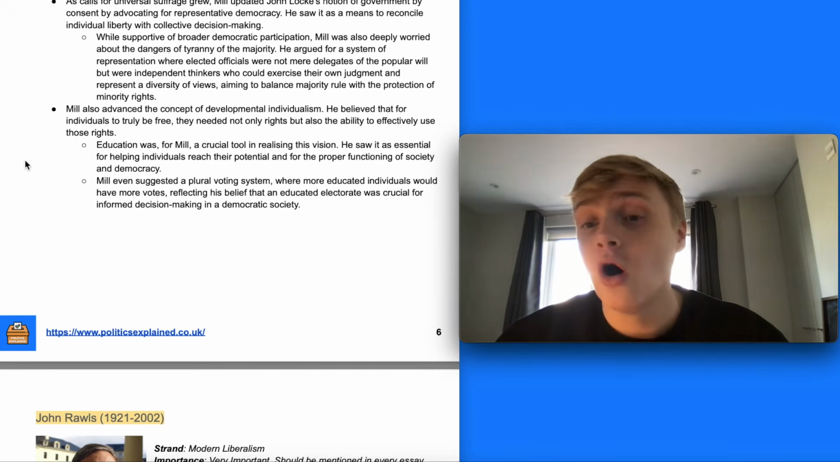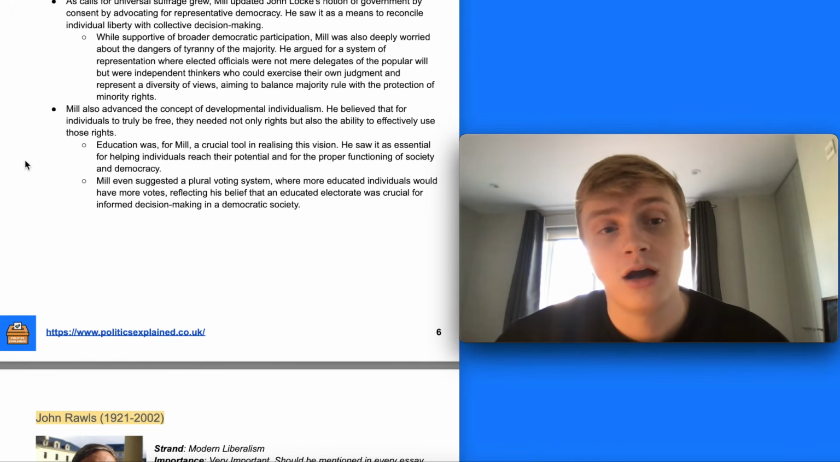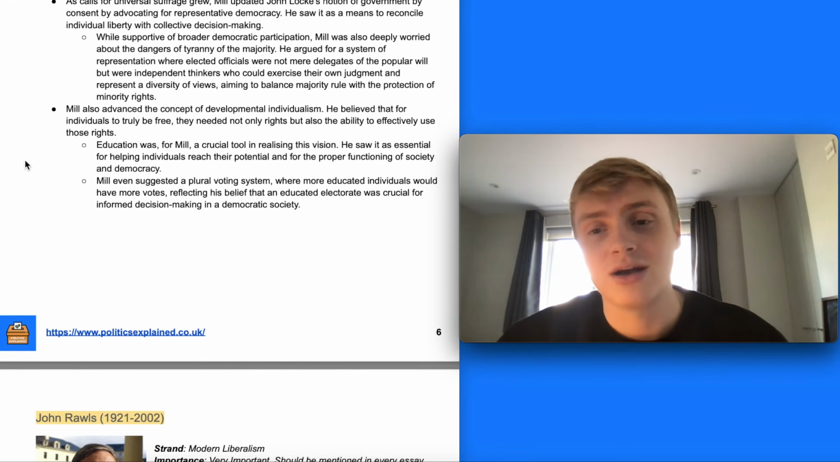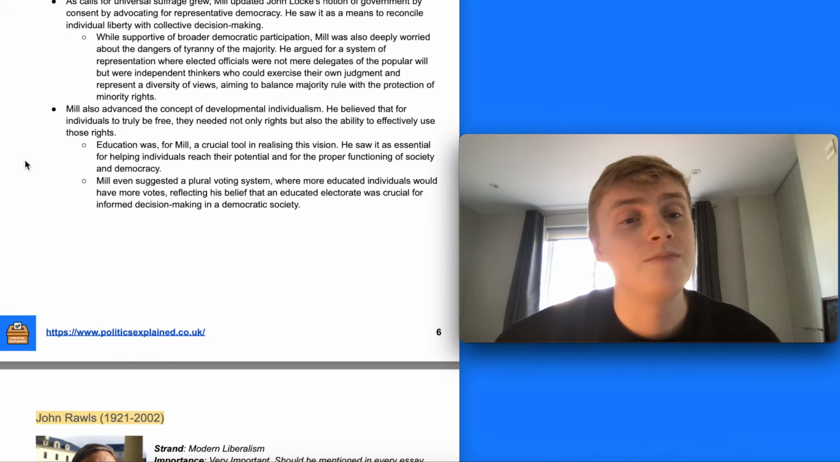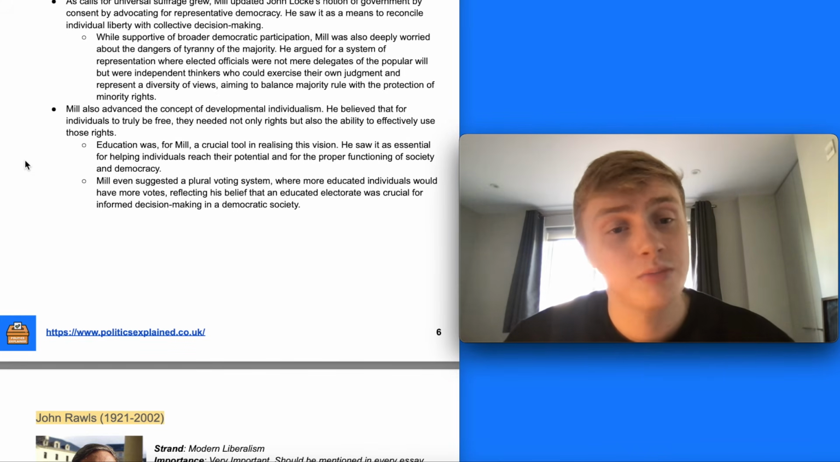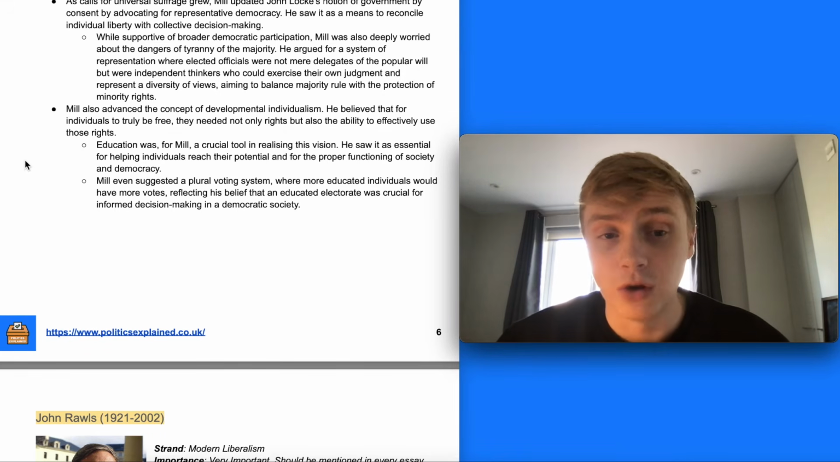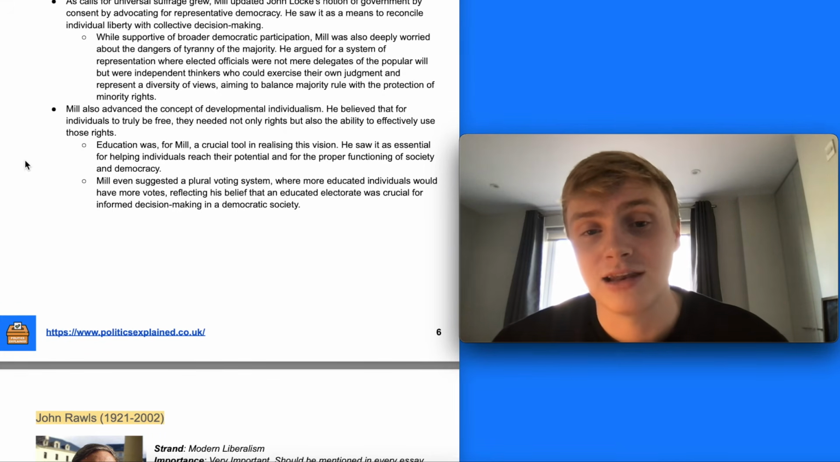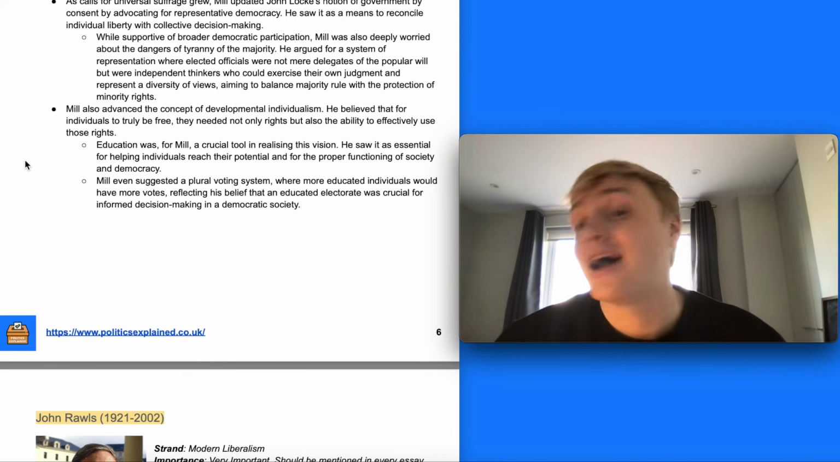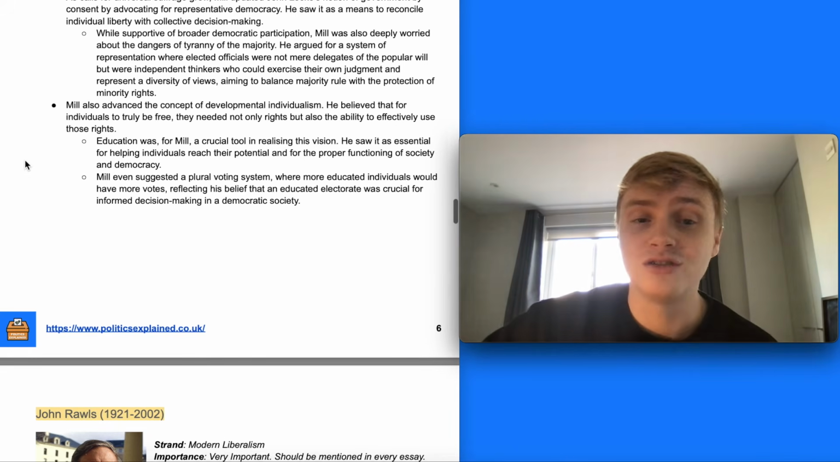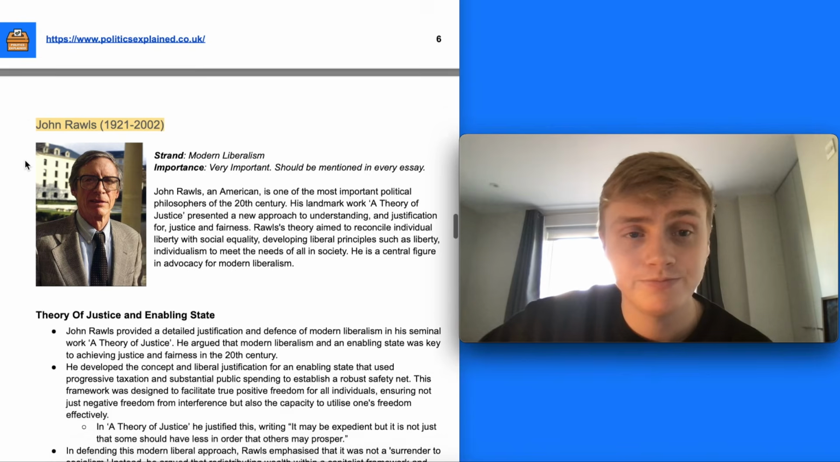free, they needed not only rights and being left alone, but also the ability to effectively use those rights. He saw ensuring that people had education as key to this idea, even suggesting a plural voting system where more educated individuals would have more votes, reflecting his belief that an educated electorate was crucial to informed decision-making in a democratic society.